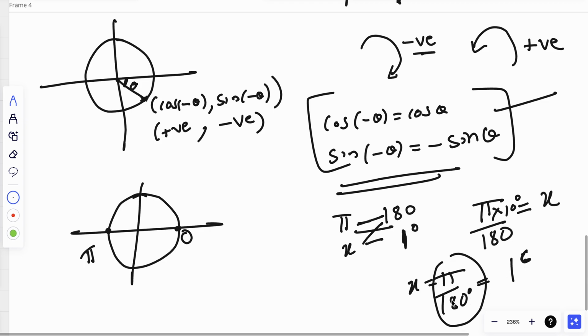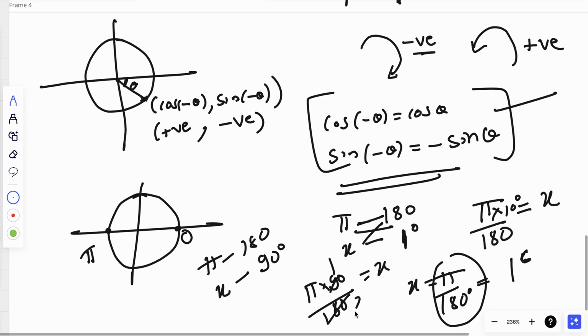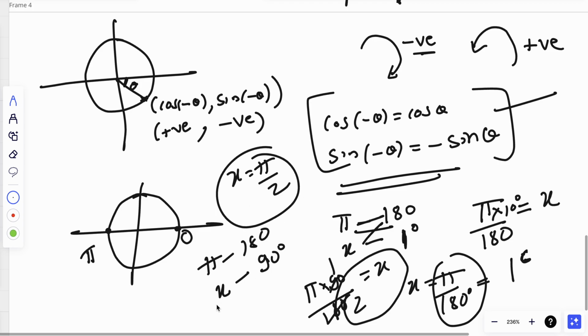Pi by 180 is actually my 1 radian. Now if I take pi by 180, what will be my radian for 90 degrees? Pi into 90 divided by 180 is equal to x. Nines are nine, twos are two. So I know that x is equal to pi by 2. Whenever the angle is 90 degrees, x is pi by 2. So my radian is pi by 2.